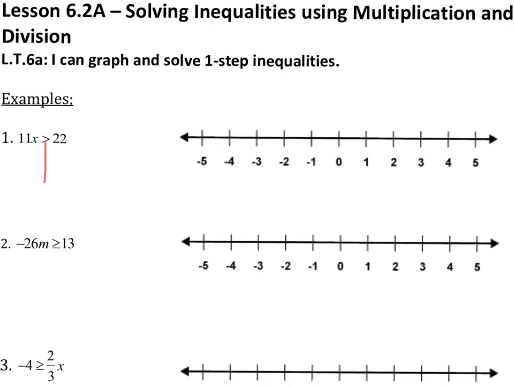And you have to ask yourself, if I want to solve for x, how do I get that x by itself? So since it's 11 times x, I'm going to divide both sides by 11. And you're left with x. You're going to carry down that inequality exactly the same. And 22 divided by 11 is 2. So when I graph this, I see that I need to go to positive 2.